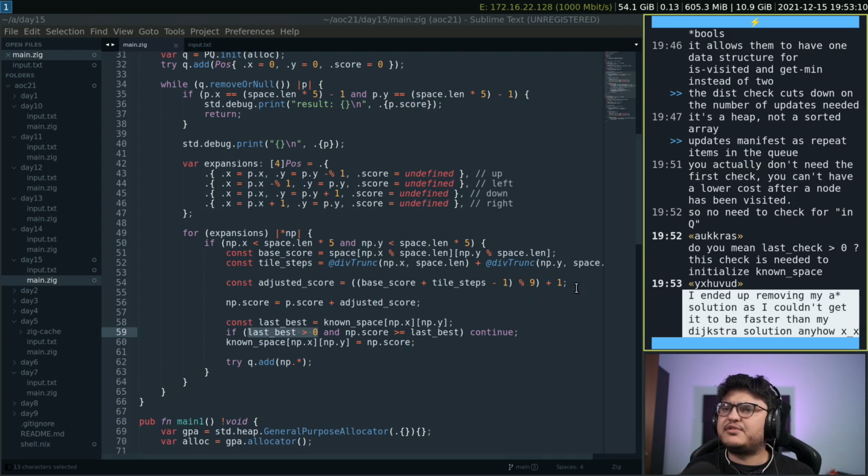I ended up removing my A-star solution as I couldn't get it to be faster than my D-star solution anyhow. Like A-star, it's worth it when the heuristic is worth it, right? So I guess the question is, can you find a heuristic that's good, that's worth its weight, like its complexity? And unless you can find a good one, it's not useful.